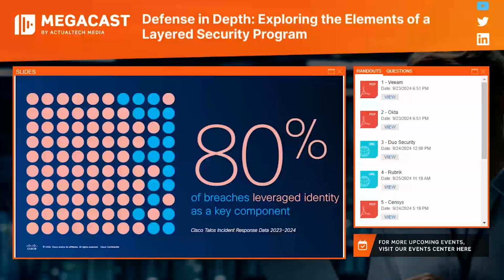It's sometimes used as a way to gain initial access. It's sometimes used as a way to pivot within folks' infrastructure or ecosystem.